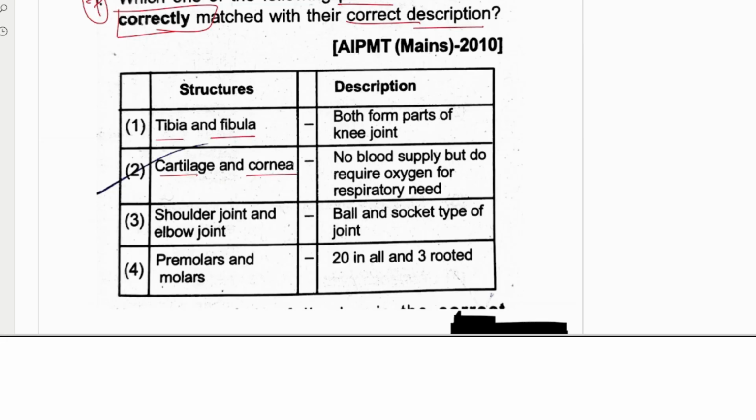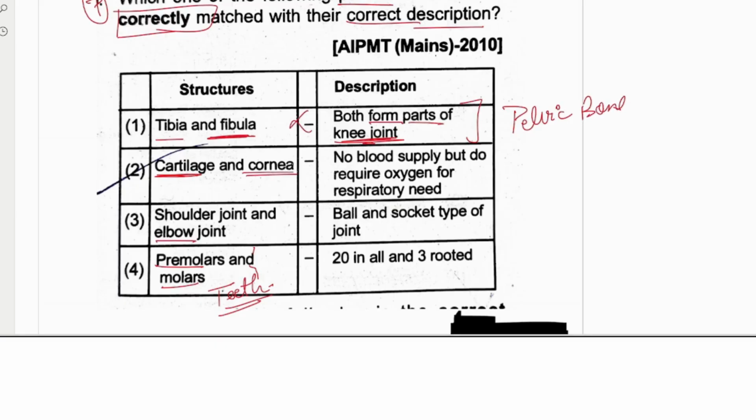So tibia and fibula we have seen in the pelvic bones, right? And cartilage and cornea would be part of the eye. Cartilage we have seen as part of the bone. Shoulder joint and the elbow, premolar and the molar, these are the parts of the teeth. Now let us see which is correctly matched. Tibia and fibula bone form the part of the knee joint, not the joints. It is a part of the leg bone or the pelvic bone, so it is incorrect.